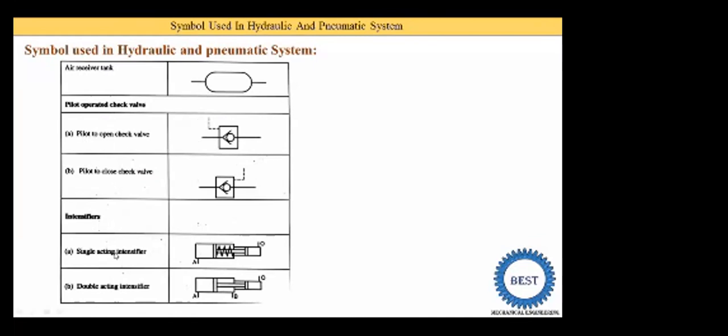Next one is the intensifier, that is the single acting intensifier and the double acting intensifier. Okay, single acting means fluid is supplied on only one side of the piston, that's why only one port is provided. In double acting, fluid is supplied on both sides of the piston, so here you see two ports, port A and port B.